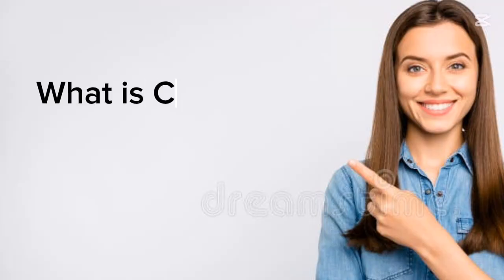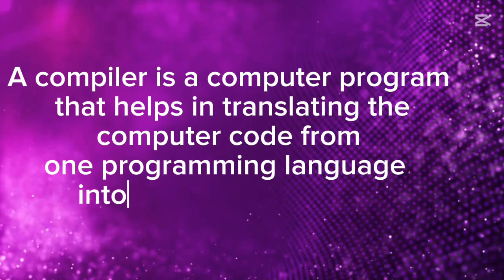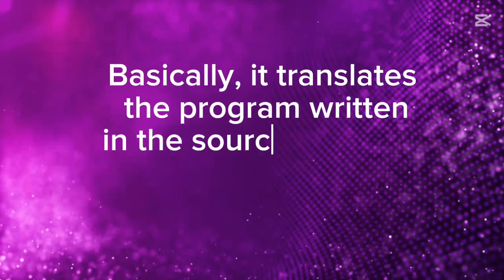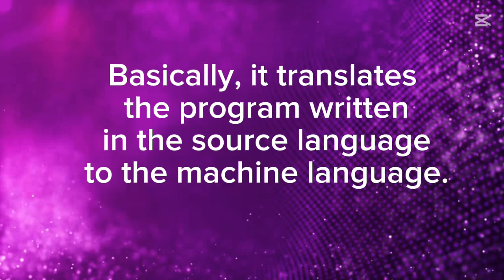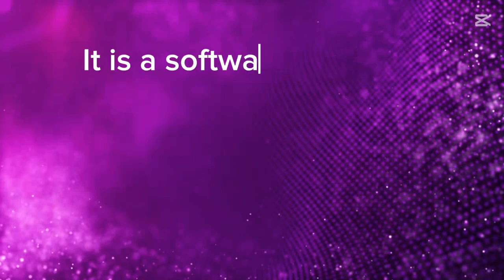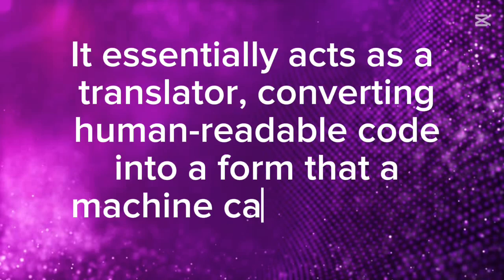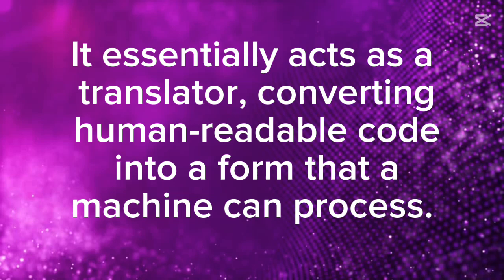First, let's discuss what is a compiler. A compiler is a computer program that helps in translating computer code from one programming language into another language. Basically, it translates the program written in the source language to the machine language. It is a software tool that translates code written in a high-level programming language into a lower-level language. It essentially acts as a translator, converting human-readable code into a form that a machine can process.